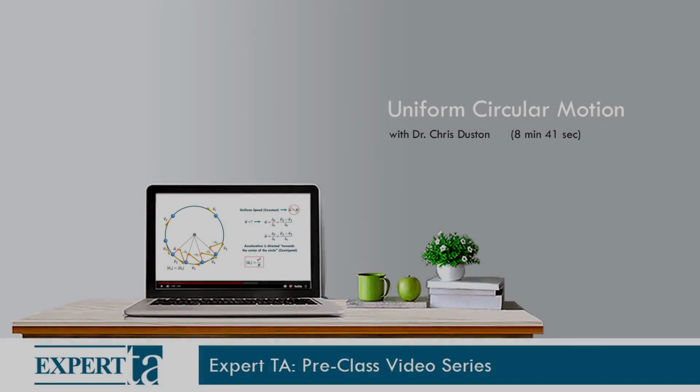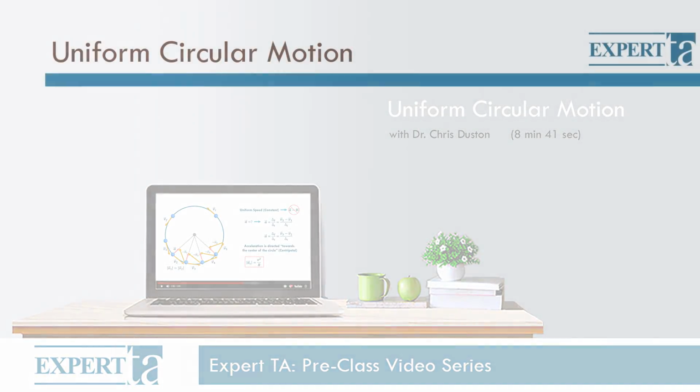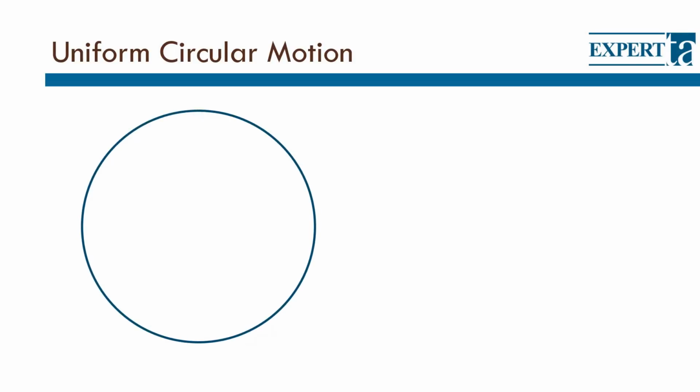Hey guys, Professor Dustin here, and this video is going to be about uniform circular motion. So circular motion, meaning an object which is moving in a circle, or at least part of a circle, and uniform here means at a constant speed.